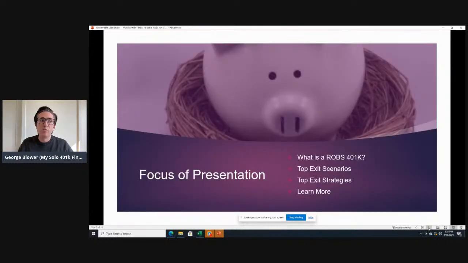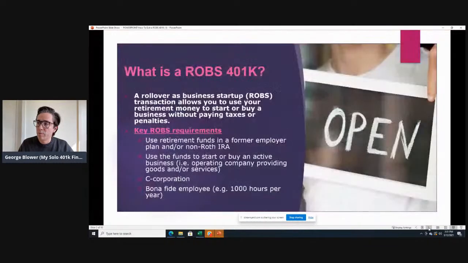So here we've got a roadmap of what we're going to be discussing in today's session. We're going to go over the basics as far as what a ROBS 401k plan is. We're going to talk about some of the top exit scenarios. Then we're going to talk about different exit strategies in more detail. And then, of course, how you can learn more about your situation.